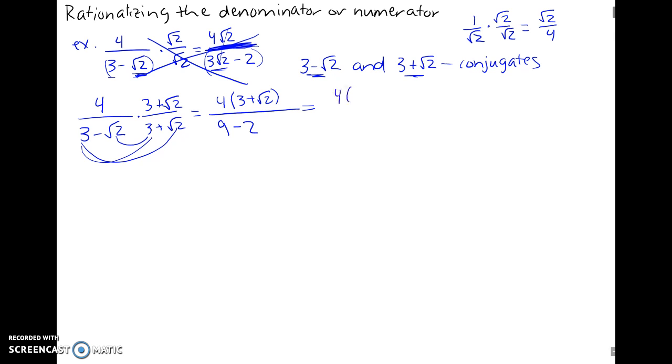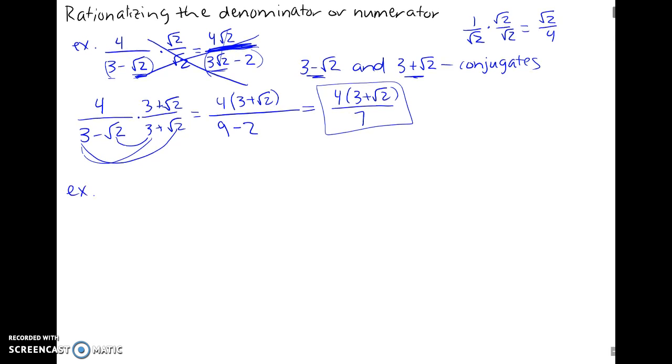So you have 4 times 3 plus root 2 over 9 minus 2, which is 7. And that's your answer. You've rationalized the denominator. Okay, another example, if you have more than one square root, it works exactly the same.